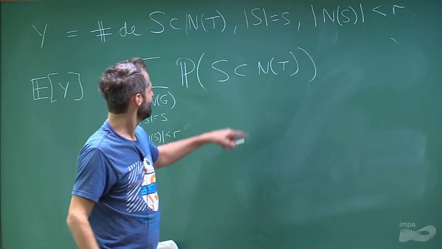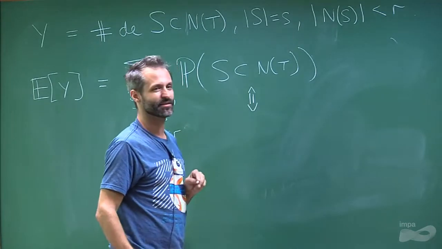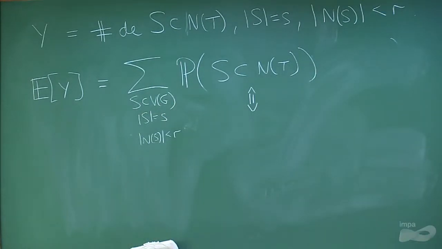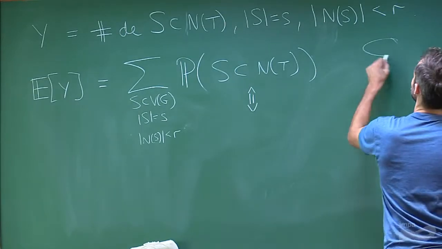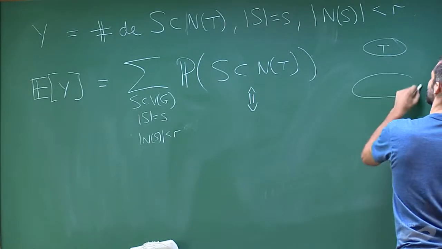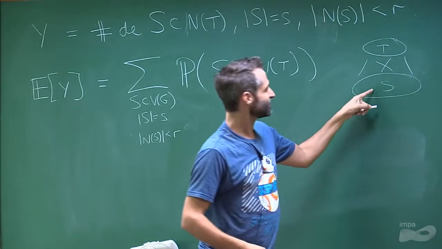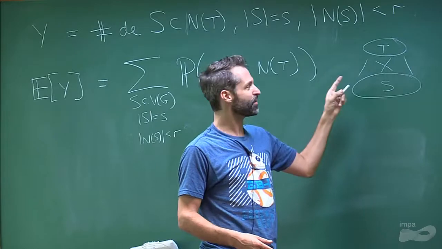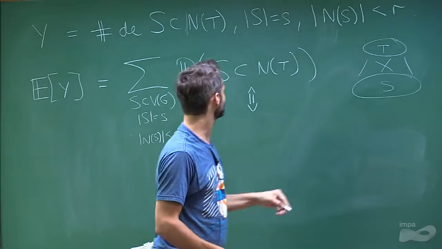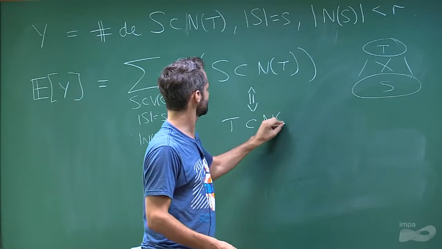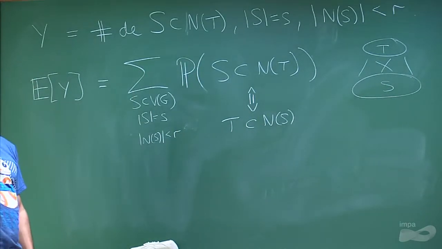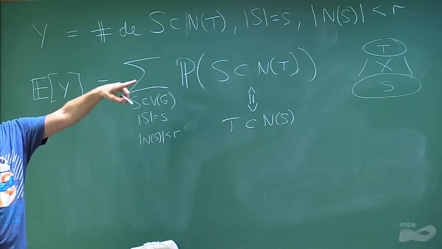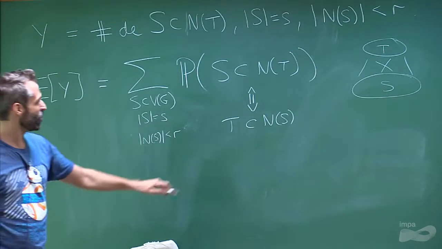Now, what is this event equivalent to? Exactly. S is contained in the common neighborhood of T is the same thing as T is contained in the common neighborhood of S, just by the same observation as before. And what's the probability of this?